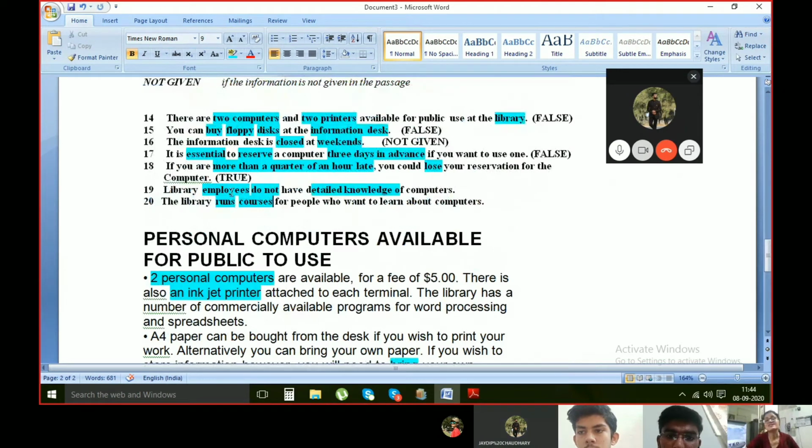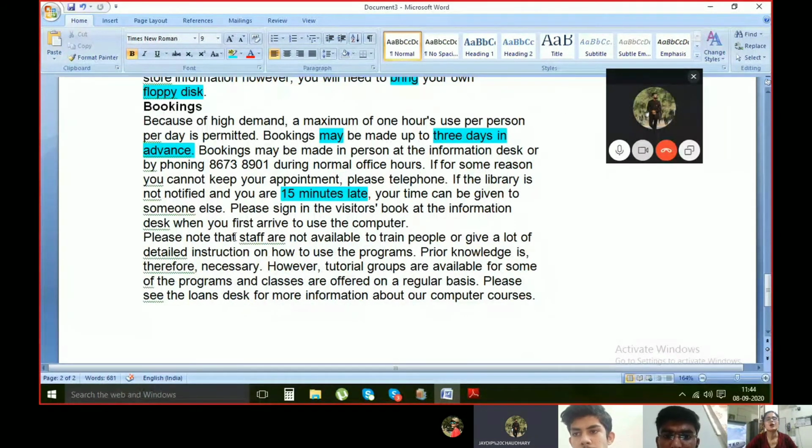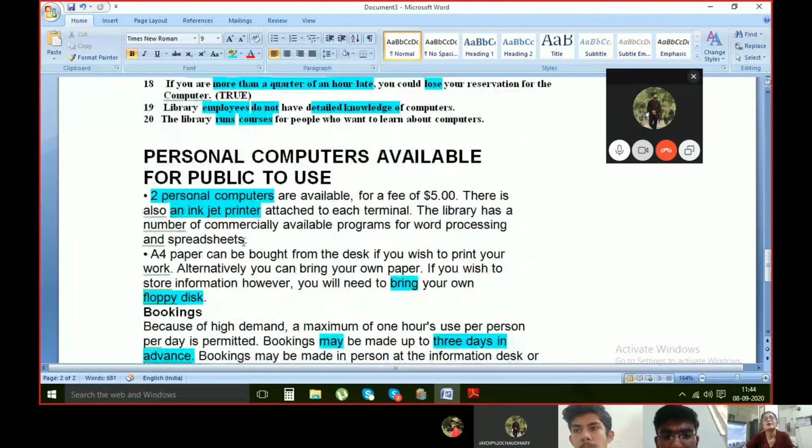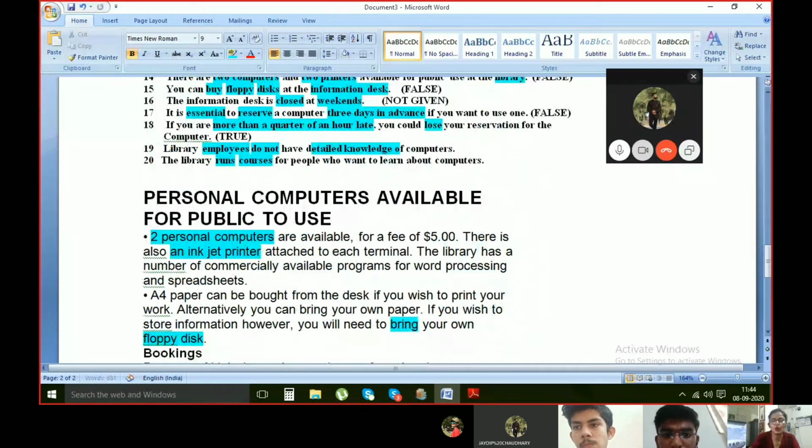Employees means staff. Staff is not having the detailed knowledge of computer. Is it written anywhere? No, ma'am. It says staff is not available to train people, but staff is not having the knowledge. It's not written anywhere, right? So what would be the answer? Not given. Very good.